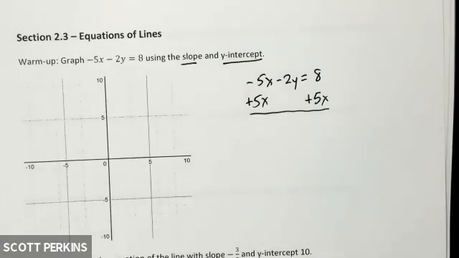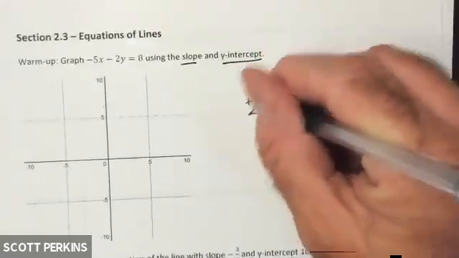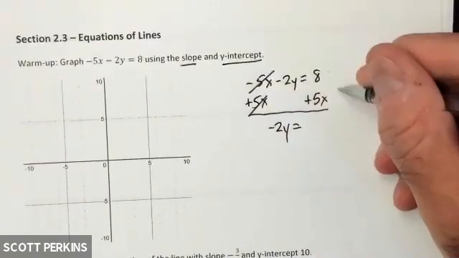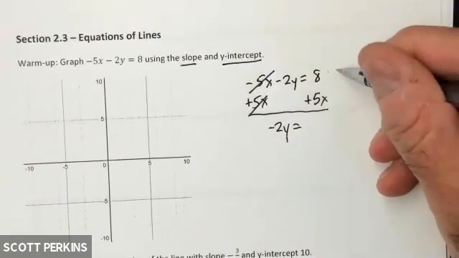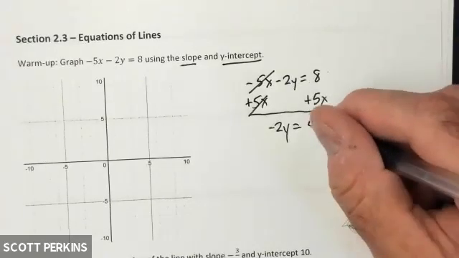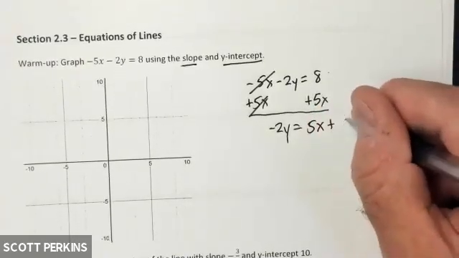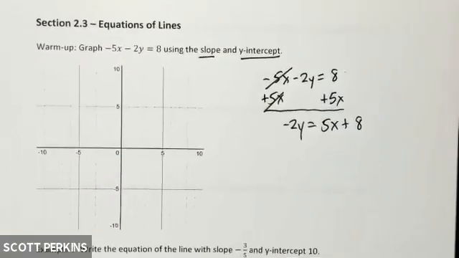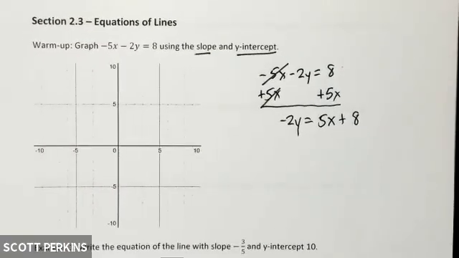So on the left side of this, the 5x's cancel. I'm left with negative 2y. Remember, these things right here on the right are not like terms. Do not write 13x because that is not correct. It is 5x plus 8 or 8 plus 5x. I just usually put the variable thing first. That is my habit. What's step 2 to doing the solve for y part to this?